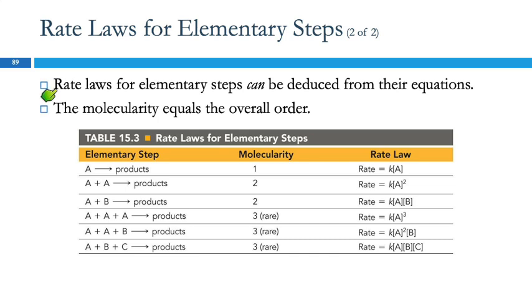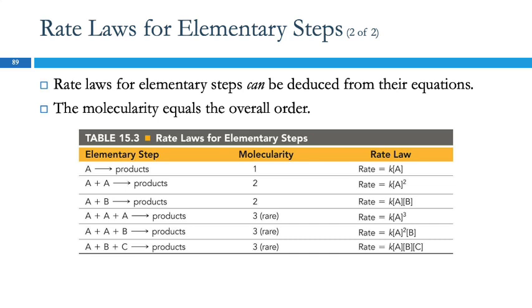So rate laws for the elementary steps can be deduced from their equations. Rate laws for chemical reactions cannot, okay? And so this is kind of dangerous because we like this, it's easy, right? And so then we want to do this everywhere. You can only do it for elementary steps. Elementary steps are going to be the steps in a mechanism, not the overall chemical reaction.